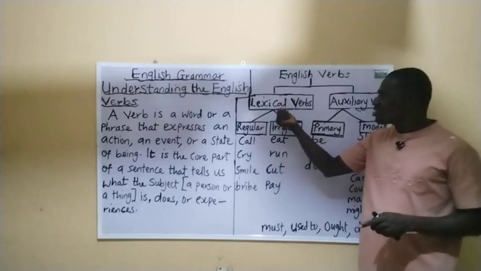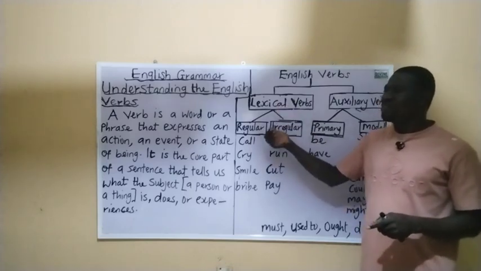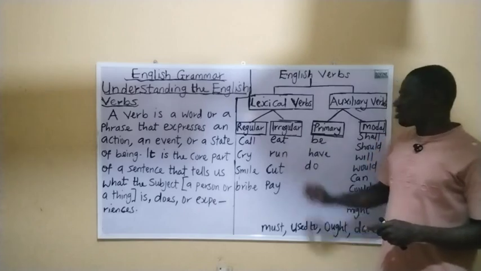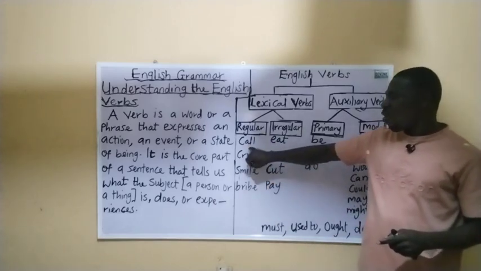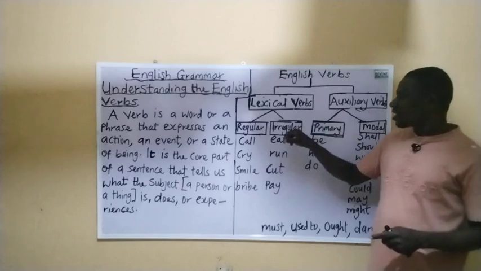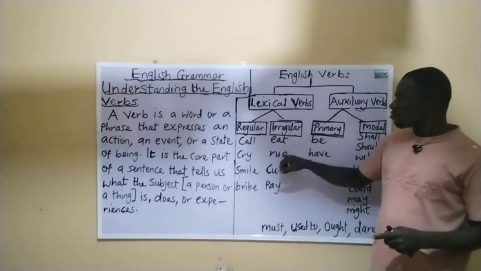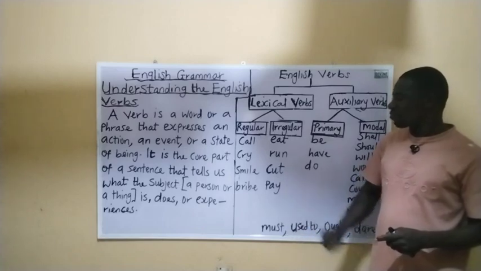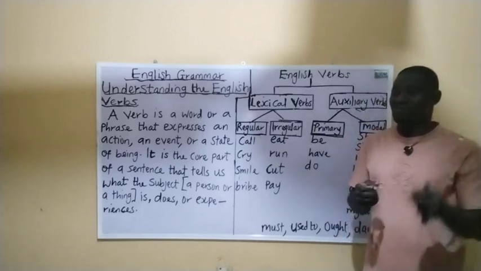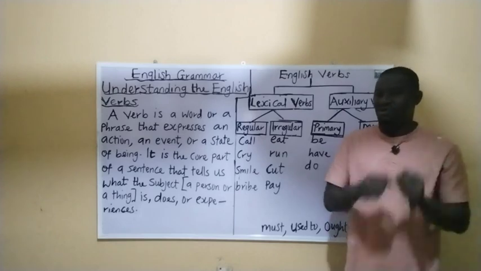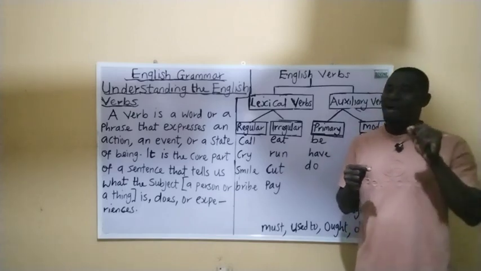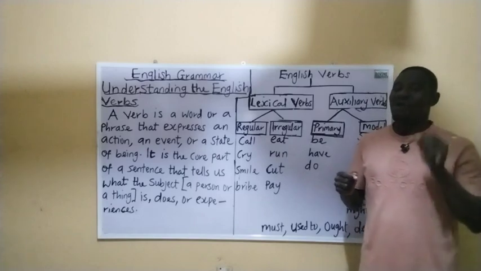The lexical verbs or the main verbs are subdivided into two categories again. We have the regular verbs and the irregular verbs. Under the regular verbs, we have the verbs call, cry, smile, and bribe. Then, under the irregular verbs, we have the verbs eat, run, cut, and pay. The regular verbs are those verbs that form their past tense and past participle by adding d or ed to them, while the irregular verbs are those verbs that do not form their past tense and past participle by adding d or ed to them.